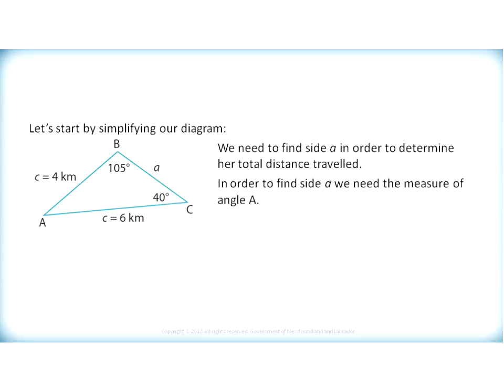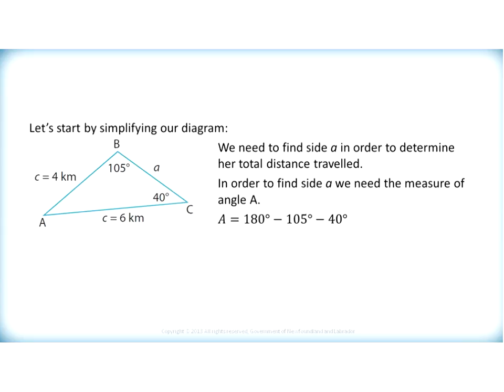In order to find side A, we need the measure of angle A. It doesn't matter whether sine law or cosine law, we need angle A if we want to solve for side A. So we're going to start with that. Angle A is the third angle in a triangle where we know the other two angles. And any triangle has a sum of 180 degrees of all their angles. So we take 180, subtract from it the other two known angles, 105 and 40, and that gives us a value of A is equal to 35 degrees.